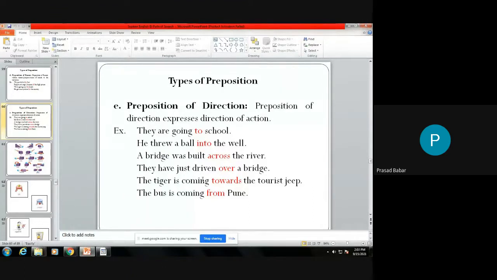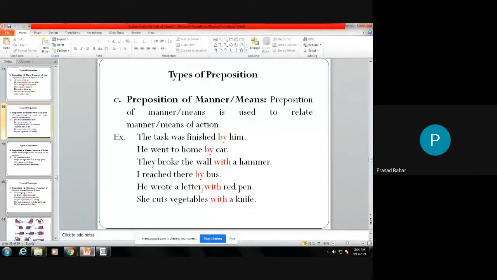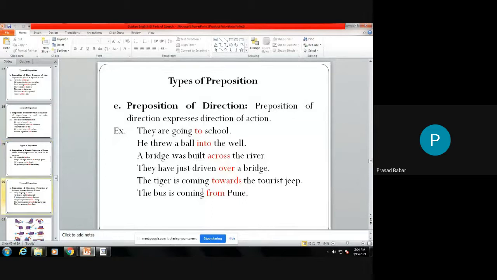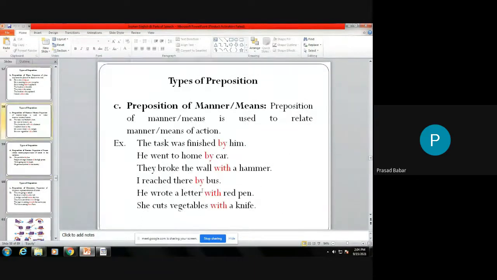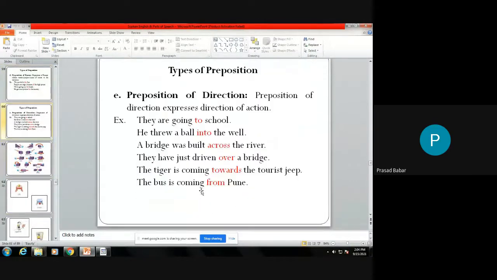So here, these are the 5 types of prepositions: preposition of time, preposition of action, preposition of place, preposition of manner, preposition of reason, and preposition of direction. These are the 5 types of prepositions. So in this way we have discussed the different types of prepositions that we use for giving the complete meaning to the sentence. That is why prepositions are used.